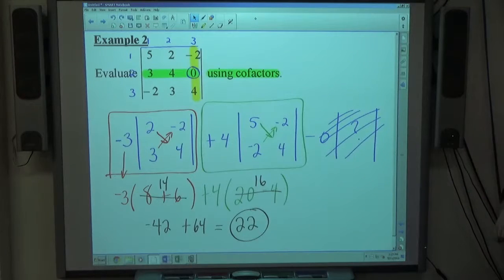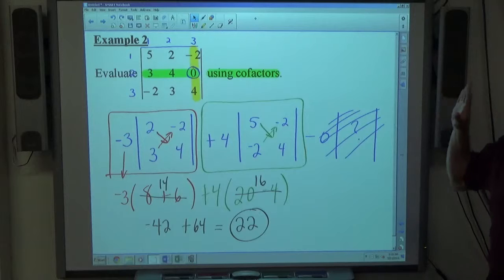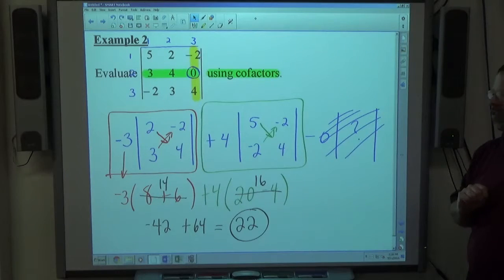And I wanted to show you that way because you're going to like the next way better. The disadvantage to the next technique is that it only works on 3 by 3. So I want to make sure you understand the cofactor idea, so when we get to the 4 by 4, it's going to kind of work similarly to that.